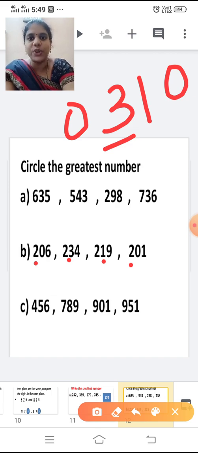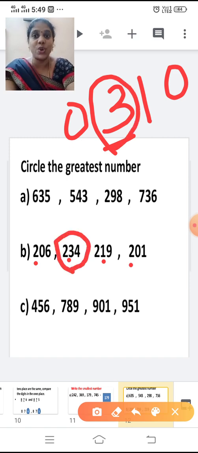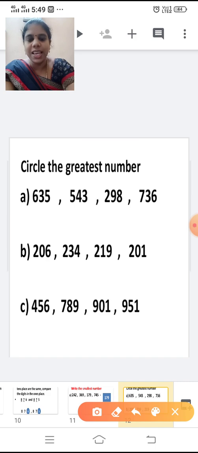So first what we have to do? Just see the hundreds place. In all the numbers we have 2. Now compare the tens place: 0, 3, 1, 0. Now tell me which is the greatest number? Obviously 3, right? So 234 is the greatest number. And third one: 456, 789, 901, 951.